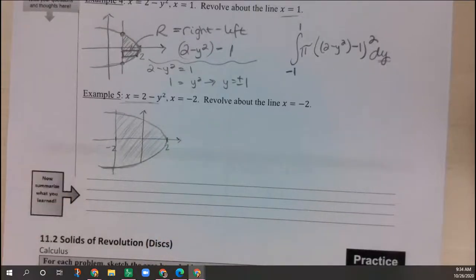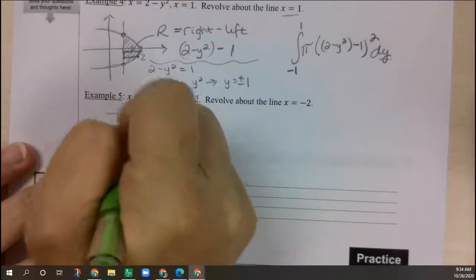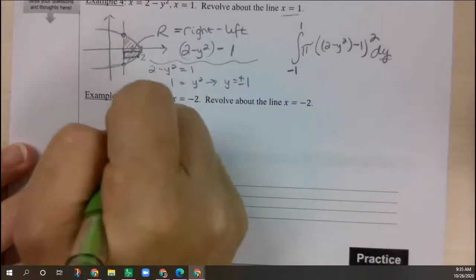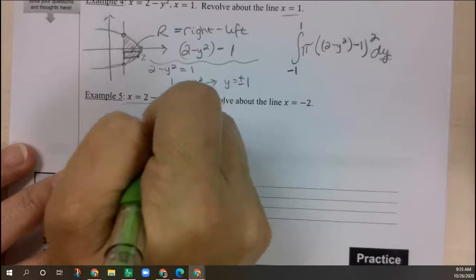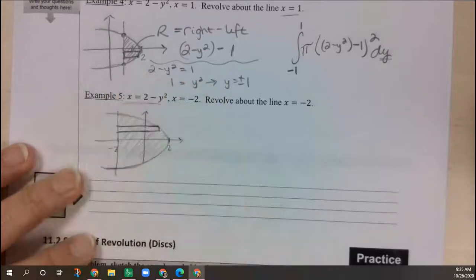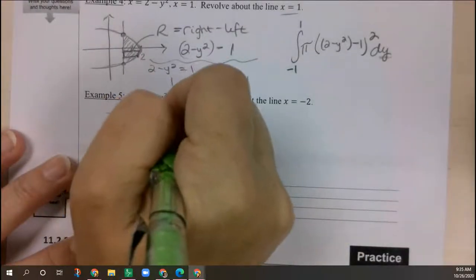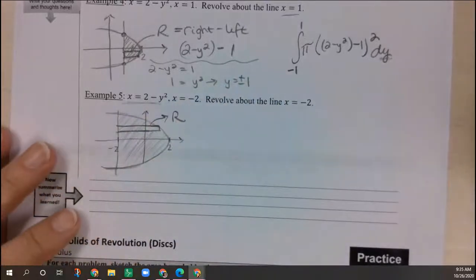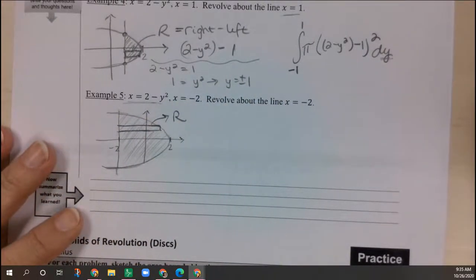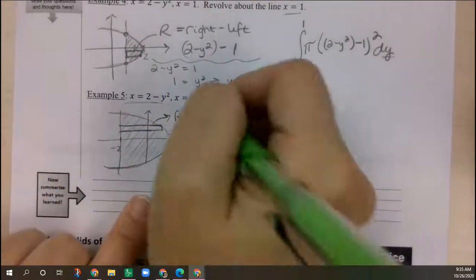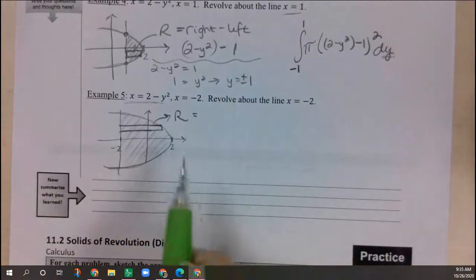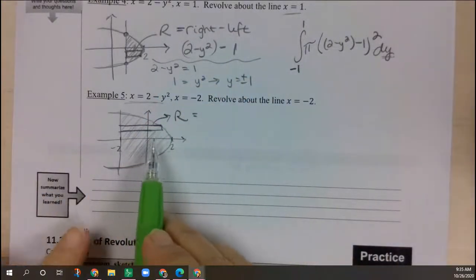And again, notice on these, I'm not drawing the picture of our rotated region. We could draw it every time, but we don't have to. All we really need is that representative rectangle drawn into the region to help us figure out the radius of the cylinders that we're making when we rotate the region. So again, in this case, we're going to do right minus left.